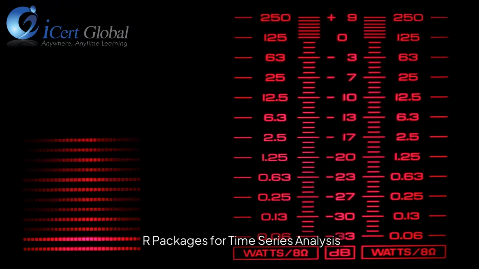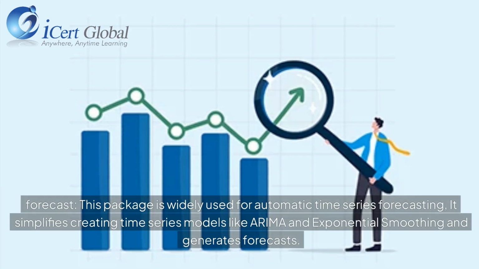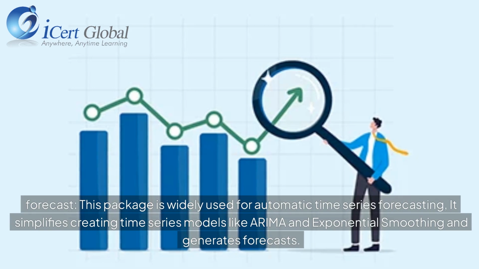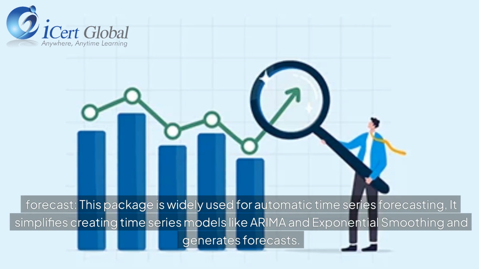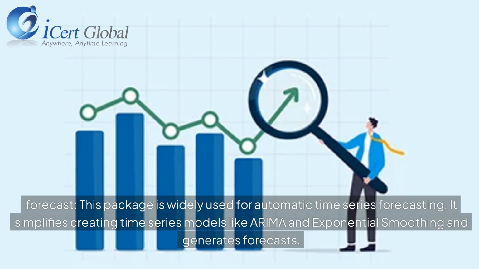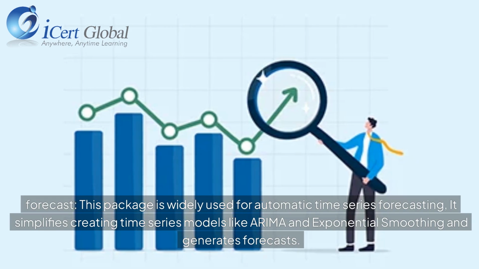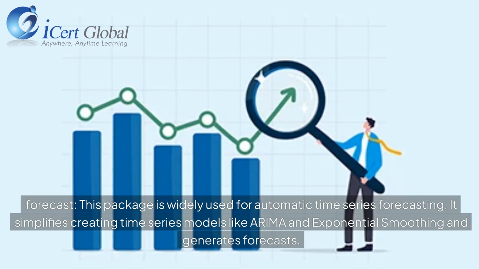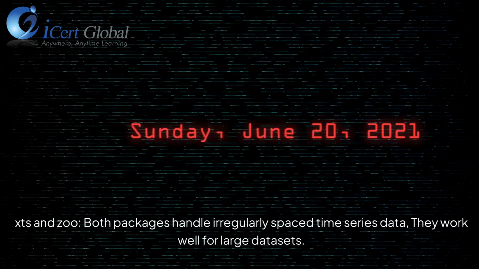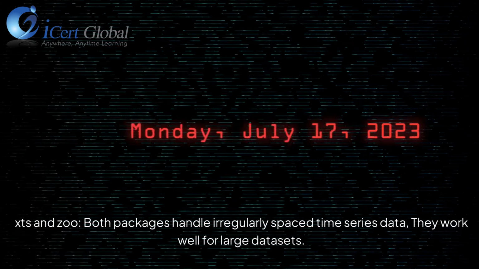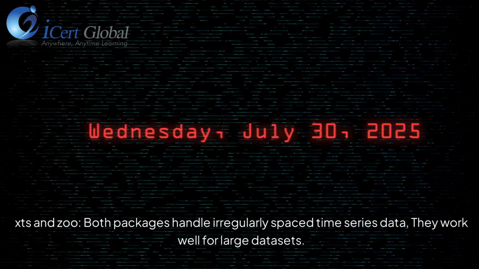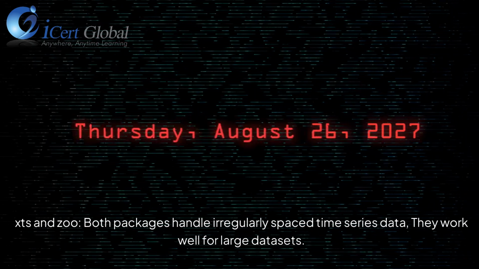R packages for time series analysis. Forecast. This package is widely used for automatic time series forecasting. It simplifies creating time series models like ARIMA and Exponential Smoothing and generates forecasts. XTS and Zoo. Both packages handle irregularly spaced time series data. They work well for large datasets.